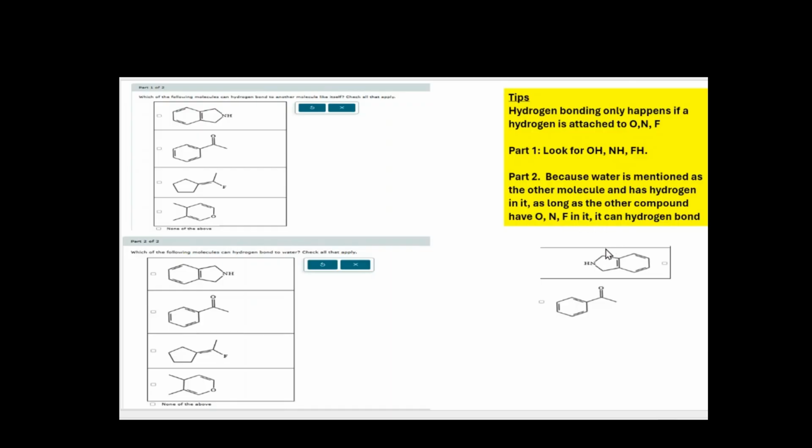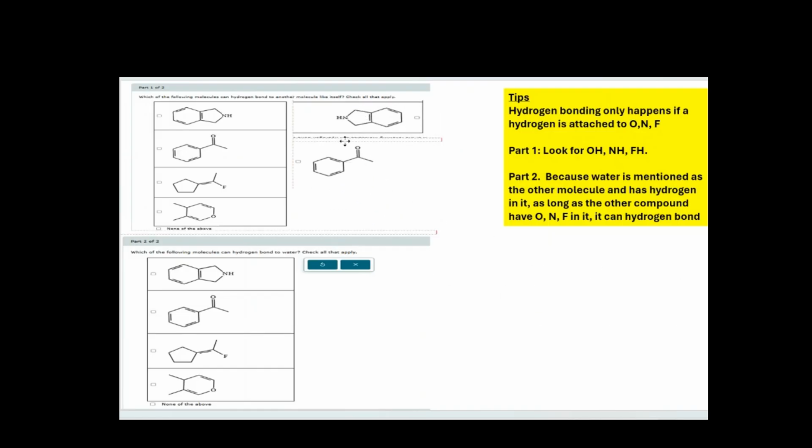So let's start with part one. Part one is asking which ones can hydrogen bond with molecules like itself. So I'll paste these up here so you can see what I'm talking about. With this one, what you want to do is picture that the molecule has one like itself right near it. And for it to hydrogen bond, the rule is that it has to be a nitrogen, oxygen, or fluorine, and then a hydrogen has to be present so it can hydrogen bond.